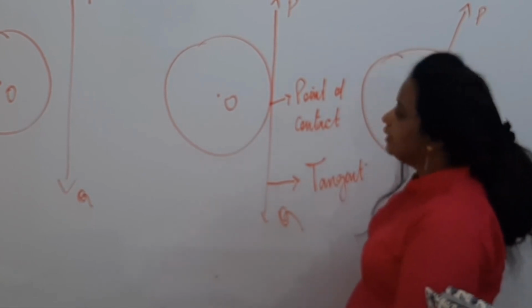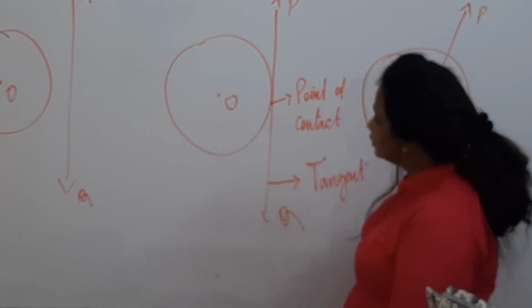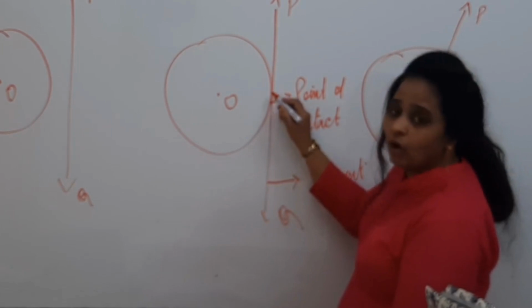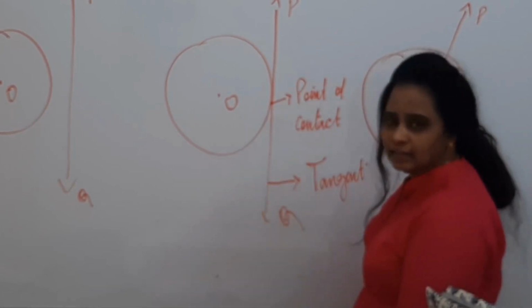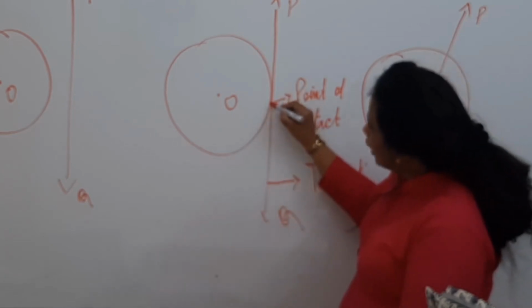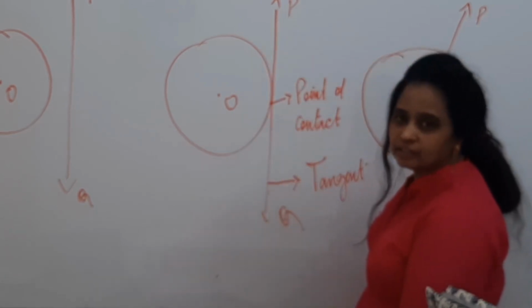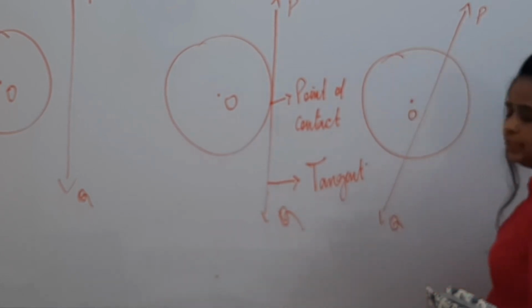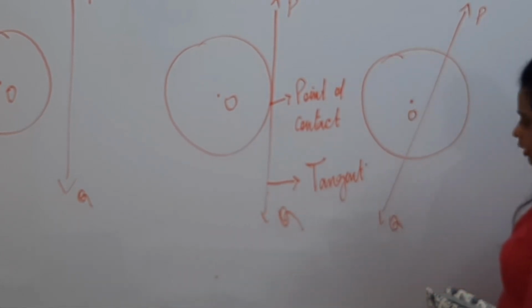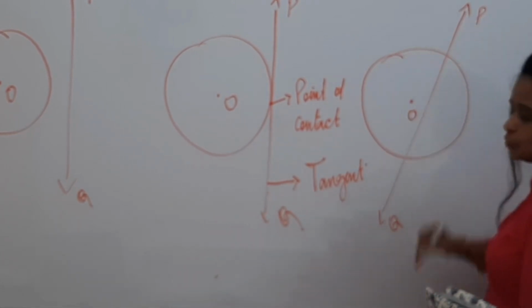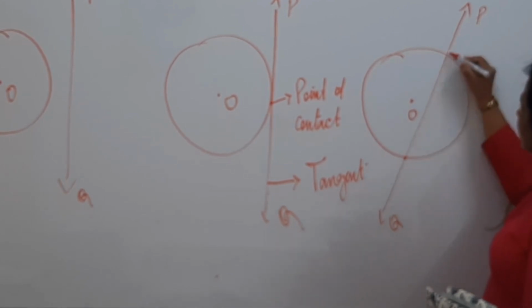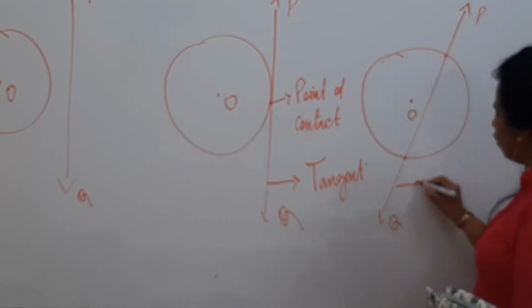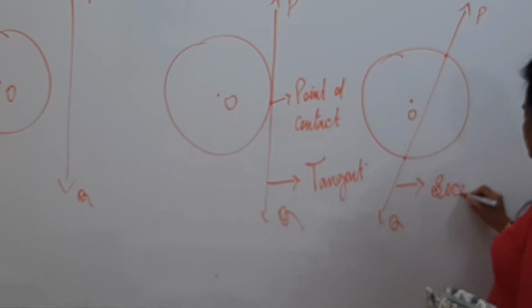Now we define: a line that touches only one single point on the circumference of the circle is said to be a tangent. So through one point there will be one tangent. Now we move on to the third possibility, a line that passes through the circle. That means there are 2 points in common for both the circle as well as the line. We call this line a secant.